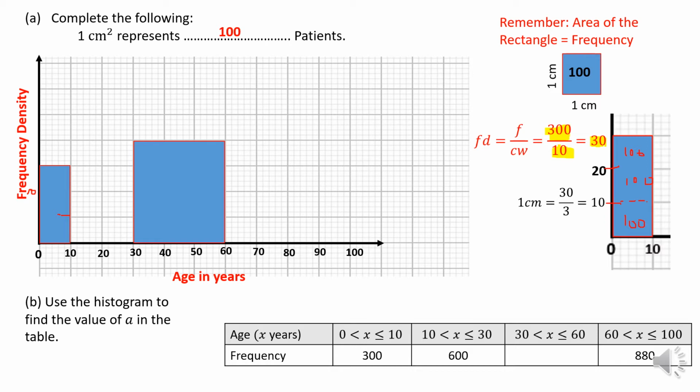So between 30 and 60, it's essentially asking us to find the area of this rectangle here, which has a height of 40, because all the way up to there is 30. So it must be 40. Then you multiply that by the class width, 60 minus 30, which is 30. That's going to give us an area of 1200, which is then also the frequency for that particular answer.